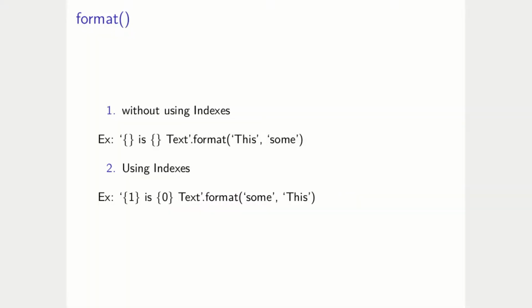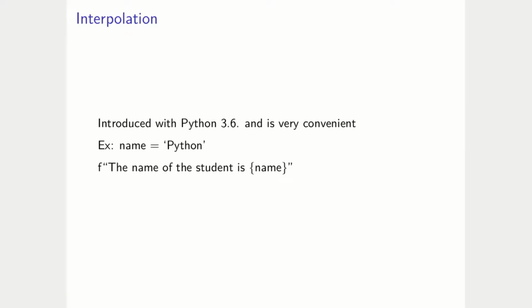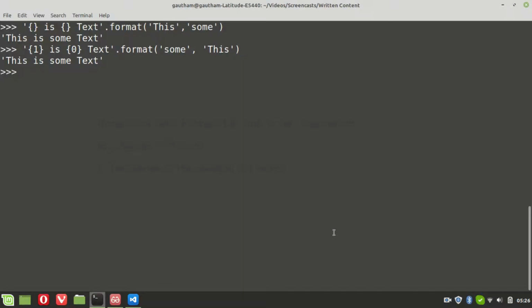Now, these methods seem to be like those percent d, percent f, percent c type of coding in C programming actually. But my favorite method of handling such situations was introduced in Python 3.6. It is called interpolation, or string interpolation. Let us see how this works.